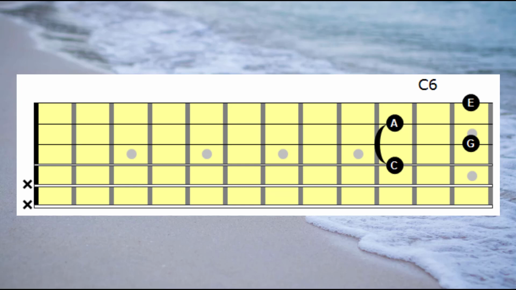Now after you've practiced the 4 inversions of the C6 chord and you're comfortable moving from one shape to the other, I suggest you practice along with me. Here we go. I'm going to play the inversions 4 times up and down the fingerboard.